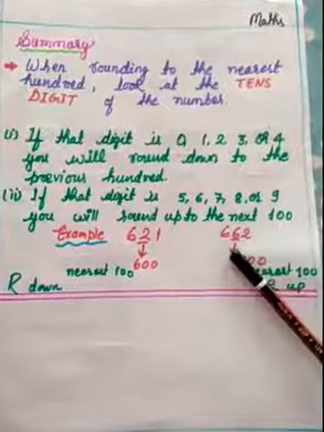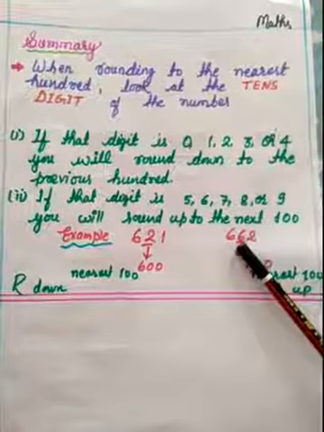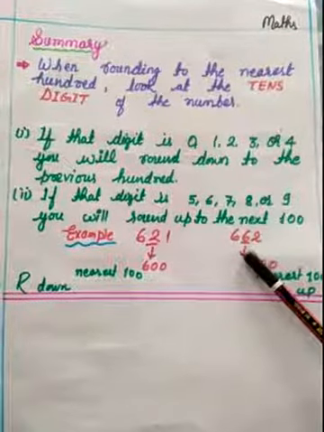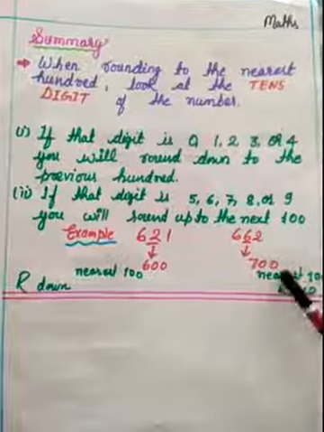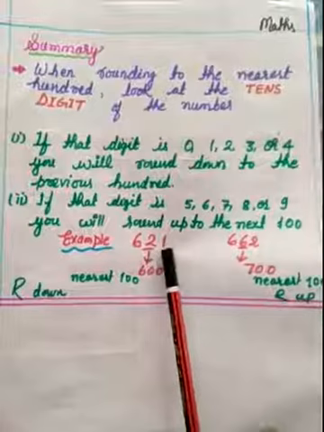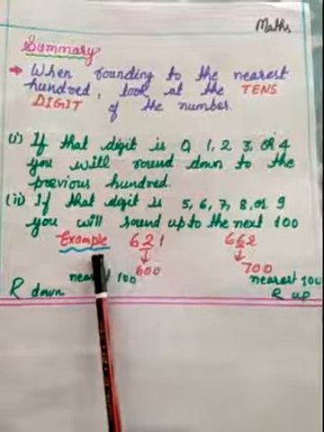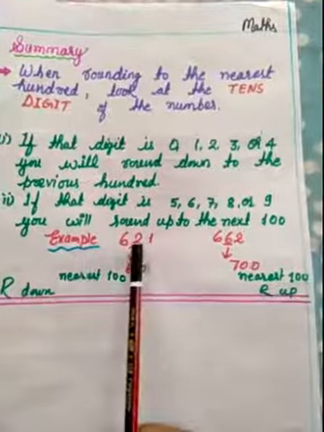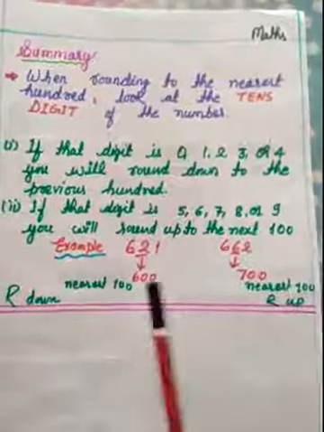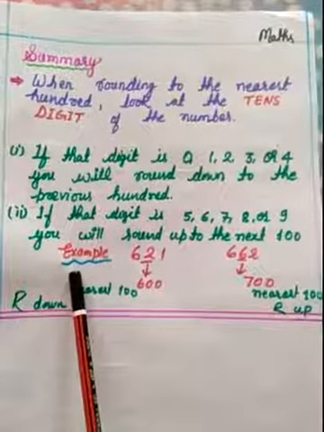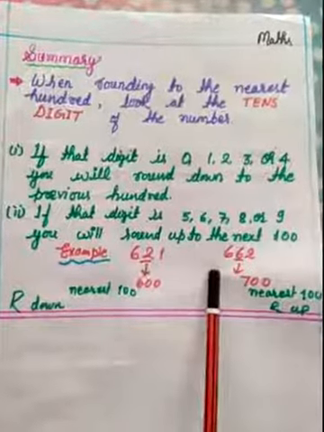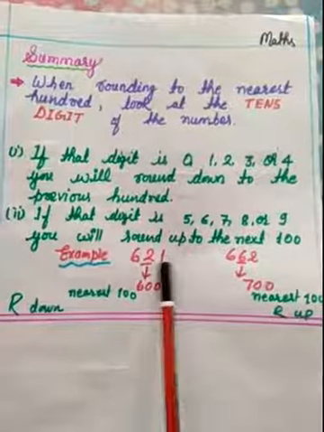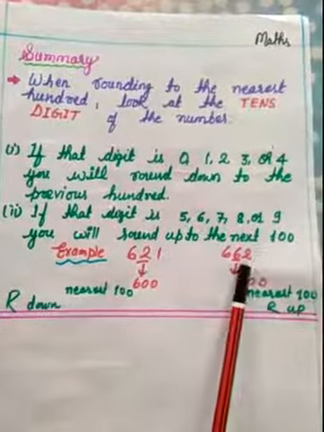Here 662, tens place digit is 6. So here we have to round up to the next 100. For 621, the previous 100 will be 600 and the next 100 will be 700. The number 621 is between 600 and 700.